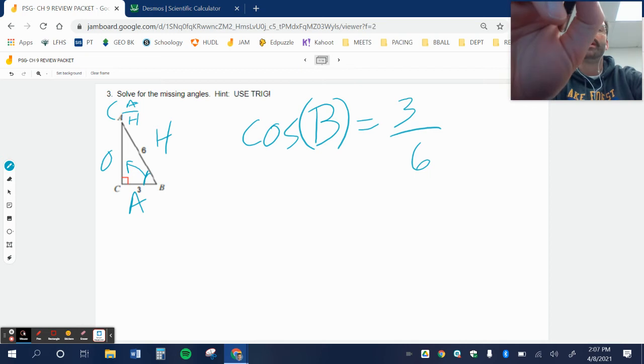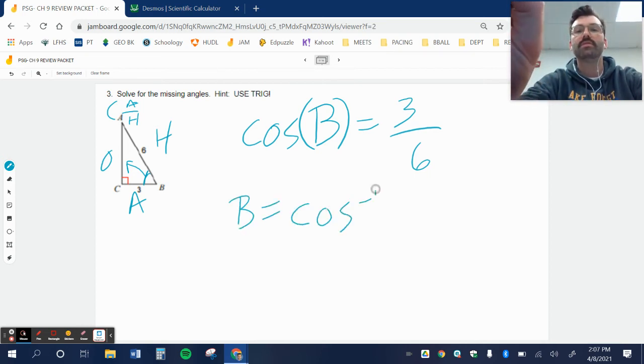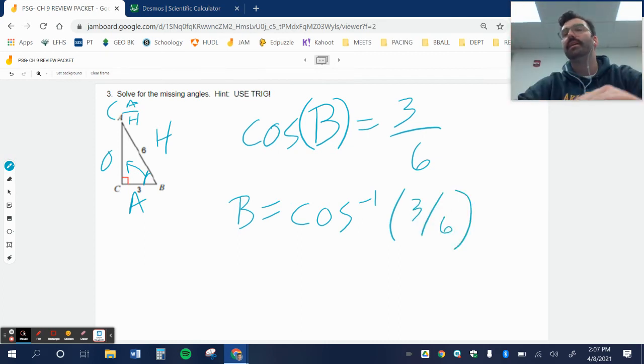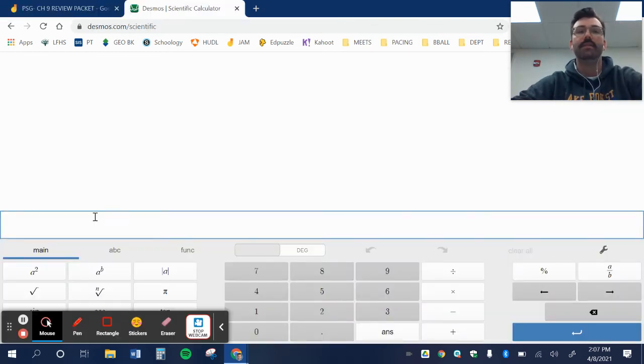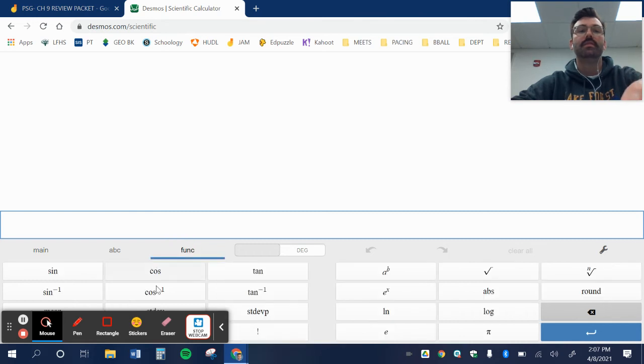Remember, if we're finding a missing angle, we need to use the inverse trig function. And I can leave it as 3 over 6. This question came up in class the other day. Do I have to reduce this fraction? You can. You could say 1/2 and you'd still get the same answer. So let's check it out. Do we get the same answer?